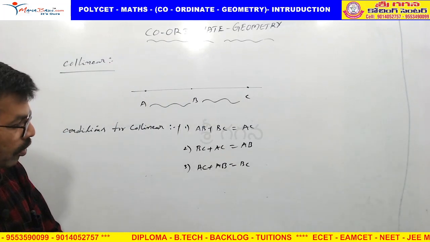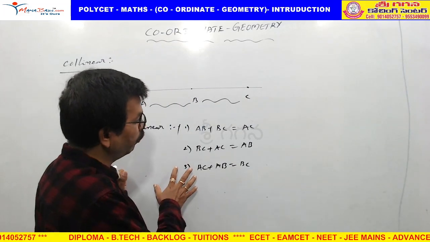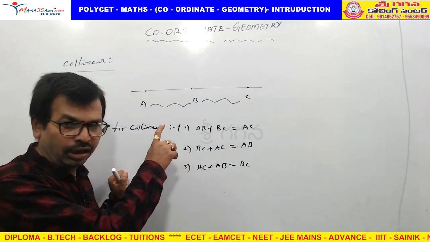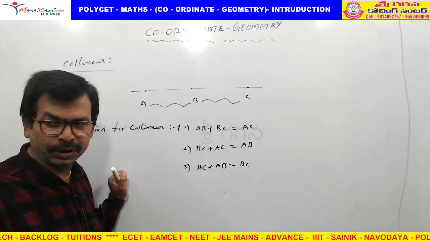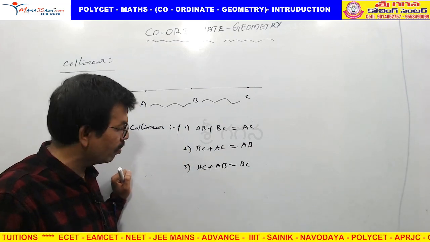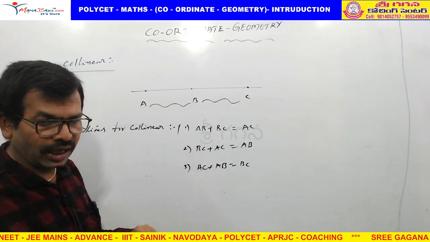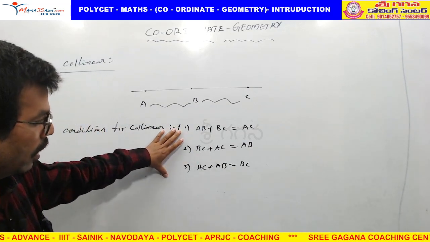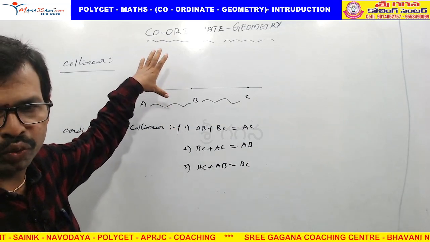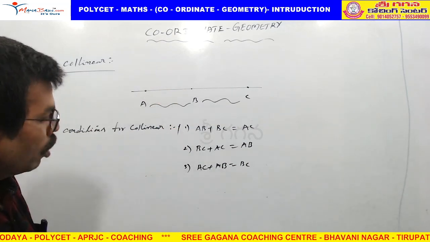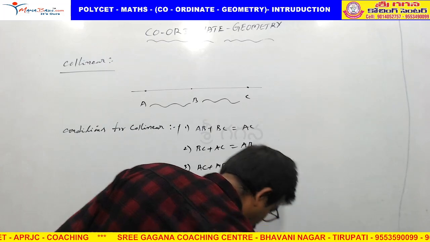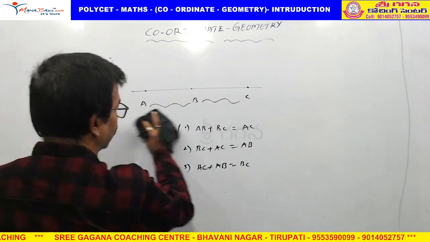So three conditions will come here. Don't confuse: AB plus BC equals AC, or else BC plus AC equals AB, and AC plus AB equals BC. If we satisfy any of these conditions, it is called collinear. Okay. One more formula is also there for collinear. Now I will discuss that one.